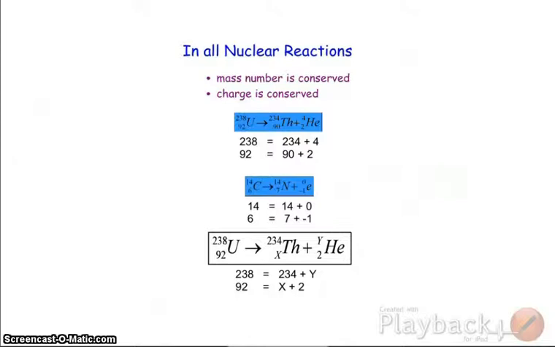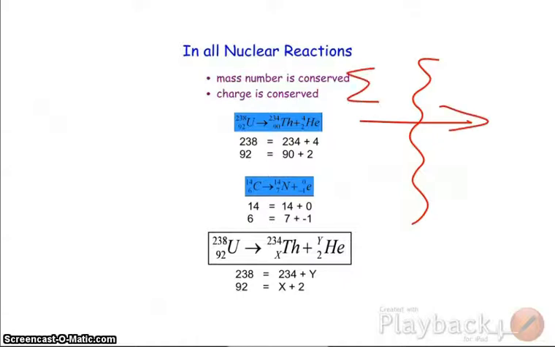Now, within a nuclear reaction, all nuclear reactions have mass conserved and charge conserved, which basically means your atomic mass, which is the top number, is going to be the same, and the bottom number is going to be the same. When I say the same, I mean on either side of the reaction. The sum of the reactants is going to equal the sum of the products for mass and for charge.